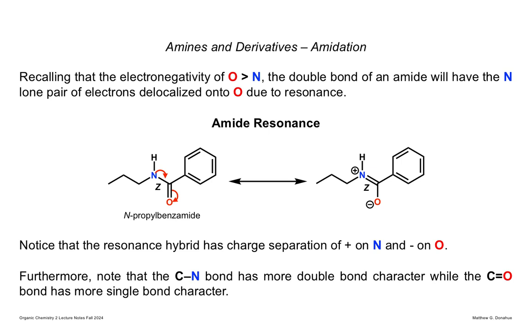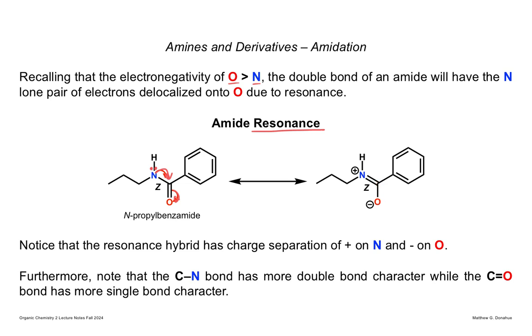Amides are a special functional group of the carboxylic acid derivatives because they are heavily influenced by resonance. And this is due to the oxygen being more electronegative than nitrogen. So essentially what happens is the lone pair on nitrogen is delocalized onto the oxygen, where now we have nitrogen plus, O minus, and then the formation of more double bond character between the nitrogen and the carbon, and more single bond character between carbon and oxygen.